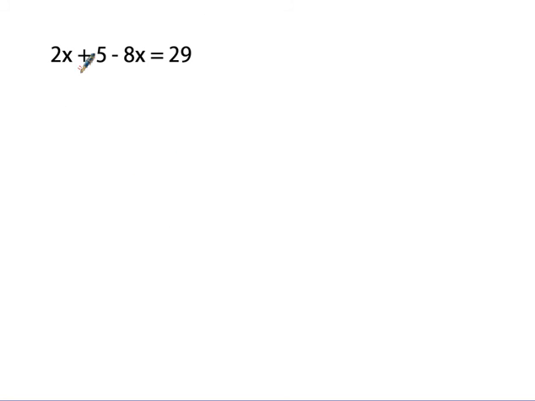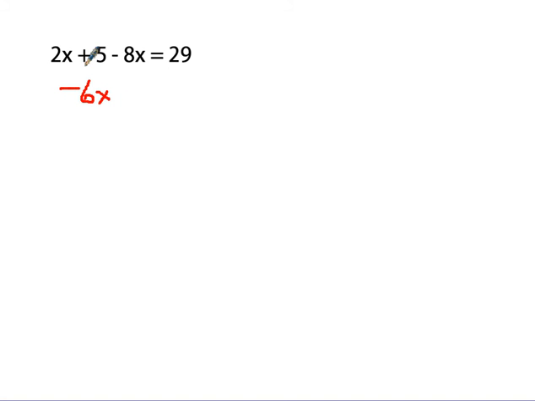Let's do another example. Here I have 2x plus 5 minus 8x is equal to 29. Now my like terms are 2x, and this is a negative 8x. It's really minus 8x, but I like to think of it as a negative 8x, because then I can bring this subtraction over and combine these two. 2x minus 8x is negative 6x.